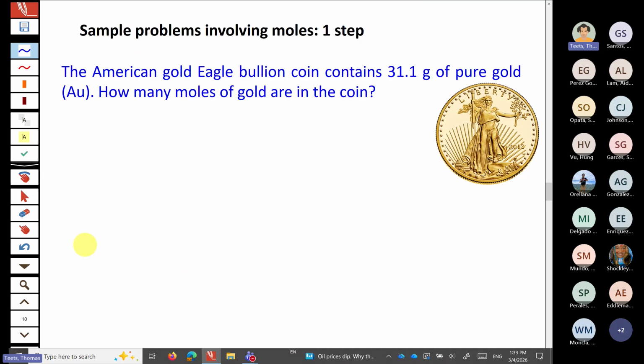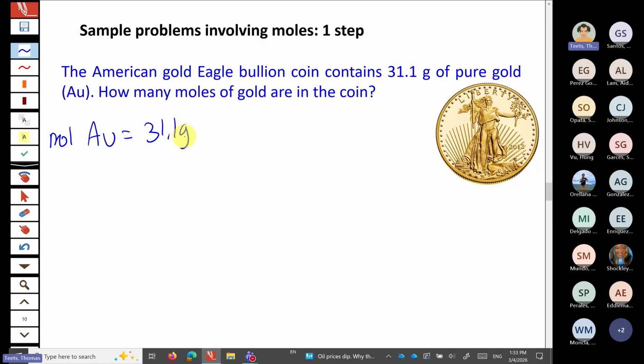So if any of you invest in gold, I don't, but I like the element from a chemistry standpoint, you might be familiar with the American Gold Eagle bullion coins. Those contain 31.1 grams of pure gold. And how many moles of gold would be then in that coin? All right, so again, we write out what we're looking for, which is moles of gold, which has the symbol Au. And we start with what we're given, which is 31.1 grams.